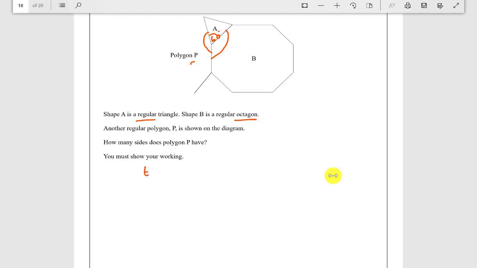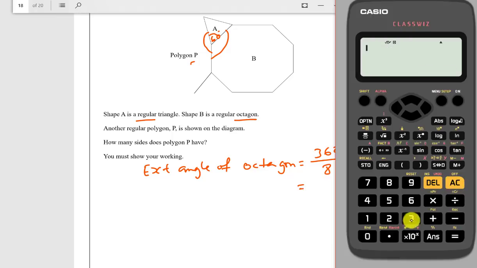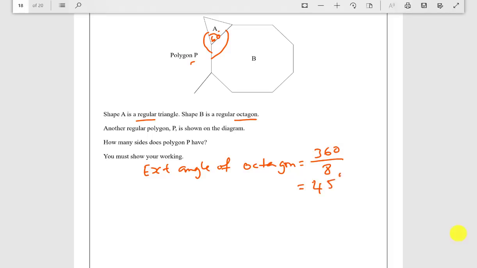So exterior angle of octagon is equal to 360 divided by the number of angles. There are 8 angles here, so divided by 8. Make sure to count the zeros. I just pressed one extra zero by mistake, divided by 8, and that gives us 45. That didn't seem right, did it? So always make sure that your answer makes sense. So that gives us 45 degrees.